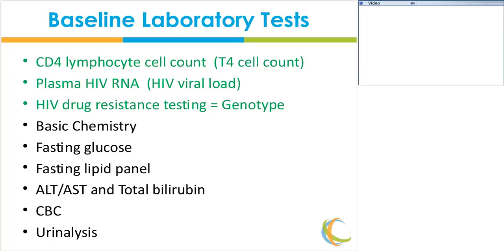In terms of the basic chemistry, if a glucose is high, it's important to confirm prediabetes or diabetes before you select your ARV, and the same is true of a fasting lipid panel. There is some information to suggest that certain drugs may worsen blood glucose, lipids, and especially triglycerides, and that information you'll need to have before making those types of decisions.